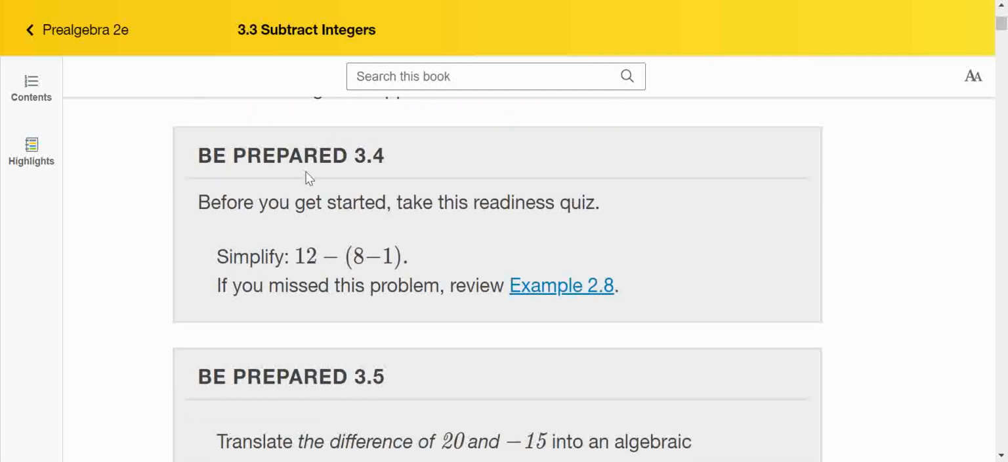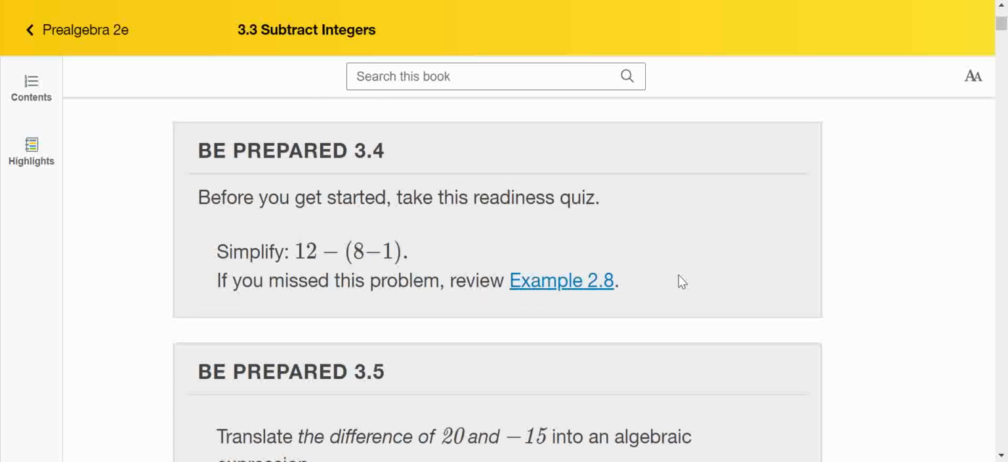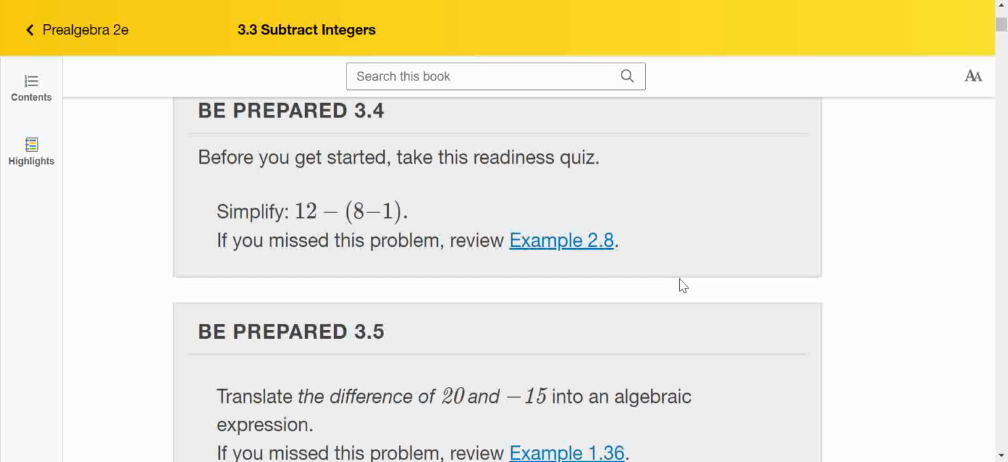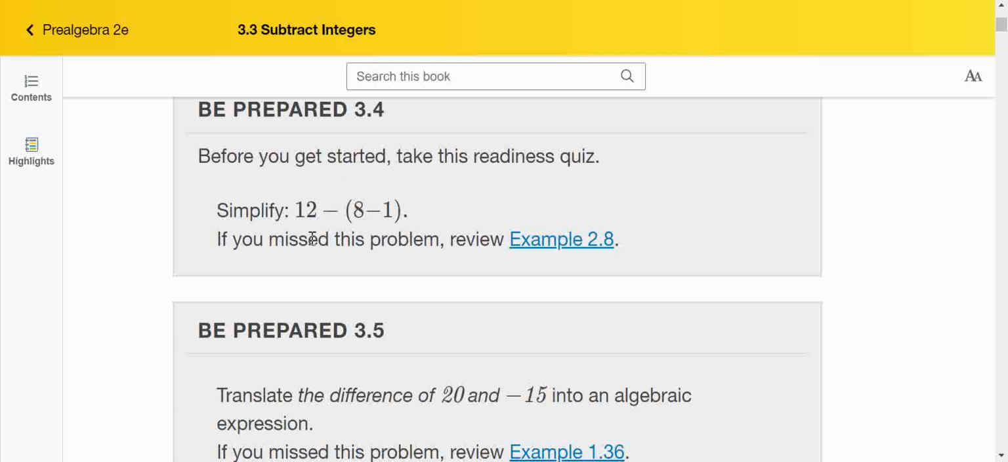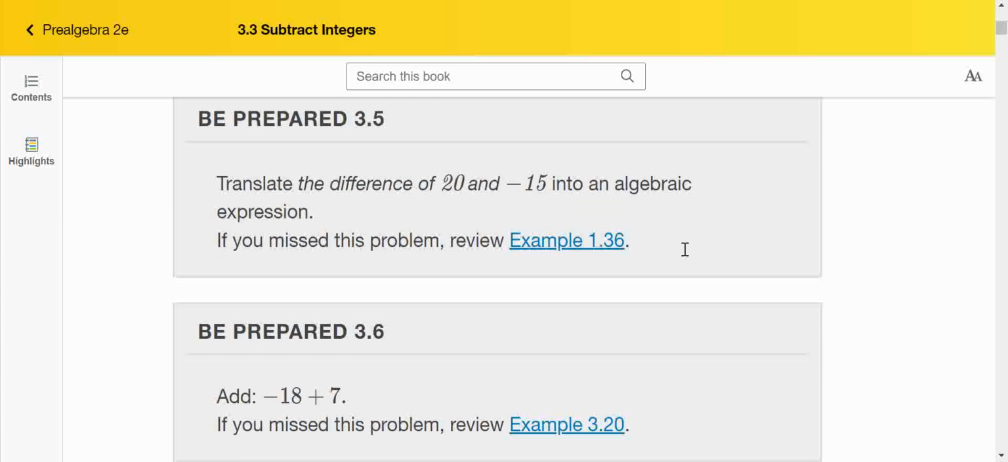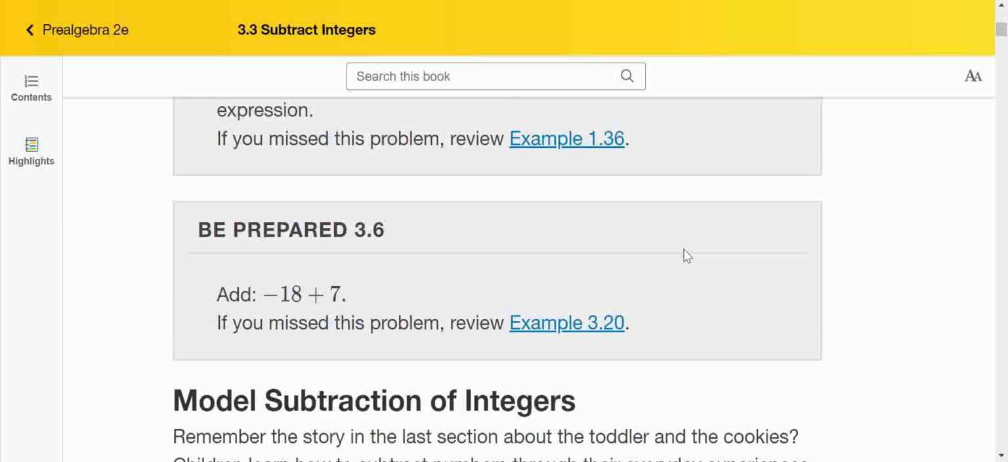Be prepared 3.4. Before you get started, take this readiness quiz. Simplify 12 minus 8 minus 1. If you missed this problem, review example 2.8. So just from observation, you should solve inside the parentheses and then subtract from 12. Okay, we got a couple more be prepared problems you can try.